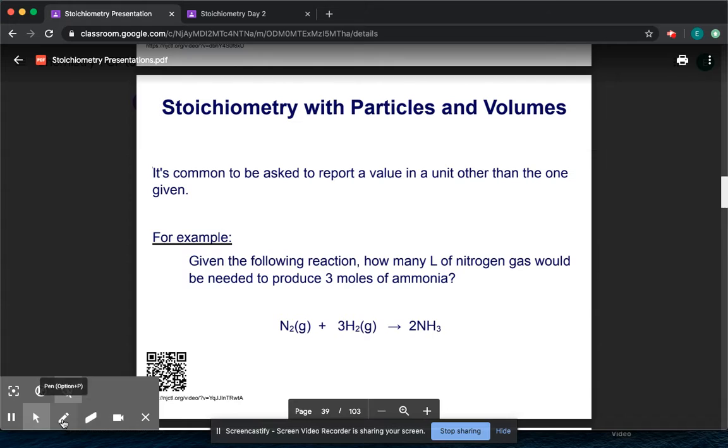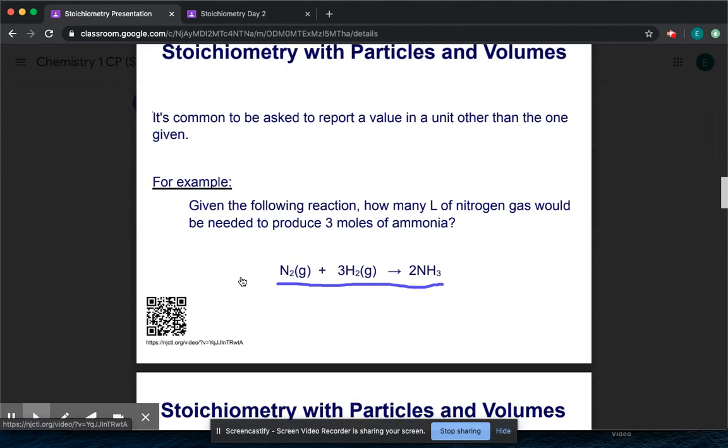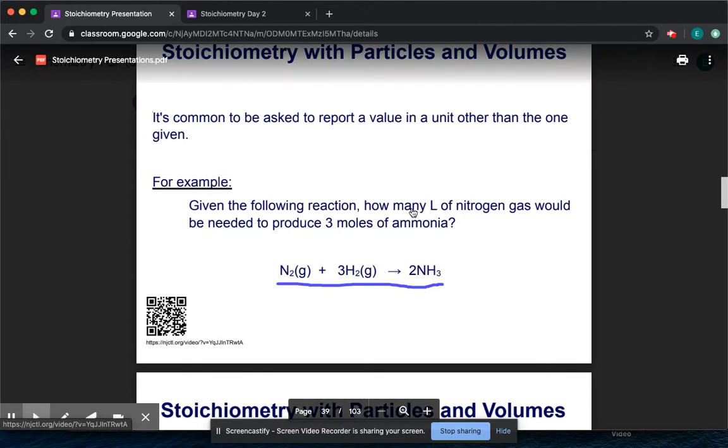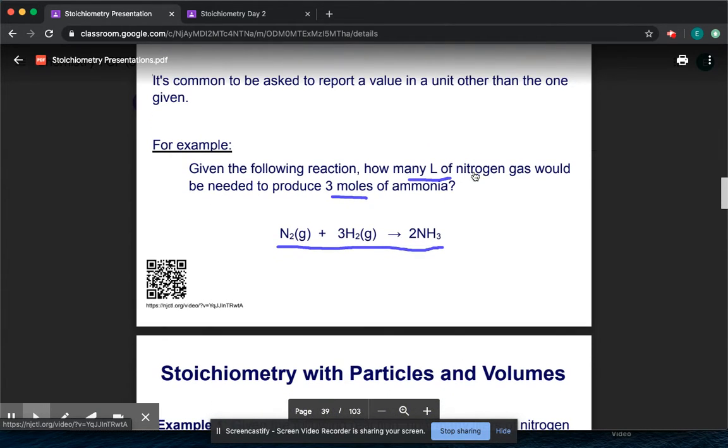Okay. So this is going to be our example equation. This is the equation we're going to be looking at for the rest of these problems. We want to know how many liters of nitrogen would be needed to produce 3 moles of ammonia. Okay. So just like the class sets, you have 2 units, so we want to go from 1 unit to another. But I told you, you should always start with moles first. So we're going to be calculating everything in moles first. Okay. So nitrogen and ammonia is what we're looking at.